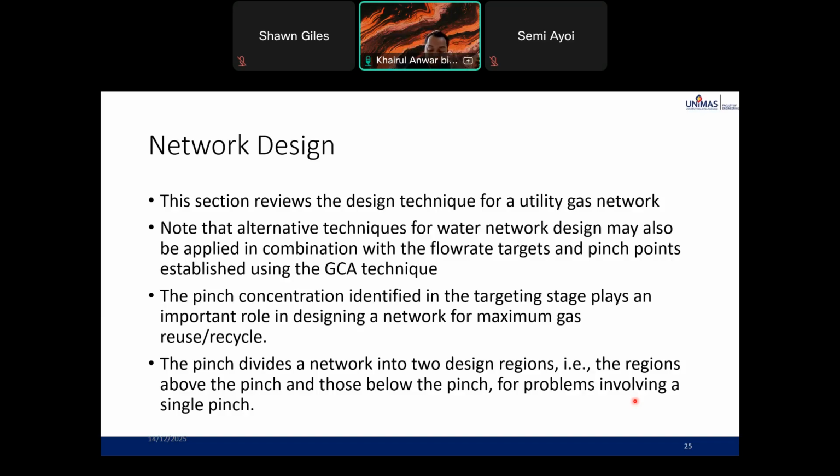Following the above observation in designing a gas network, a gas source above the pinch must not be fed to a sink below the pinch. Violating this will result in higher fresh gas flow rate.